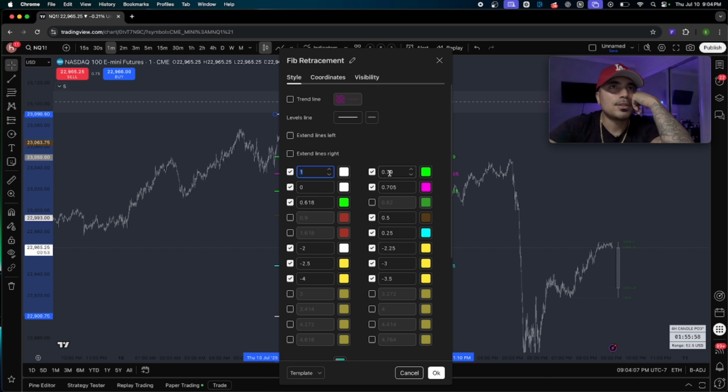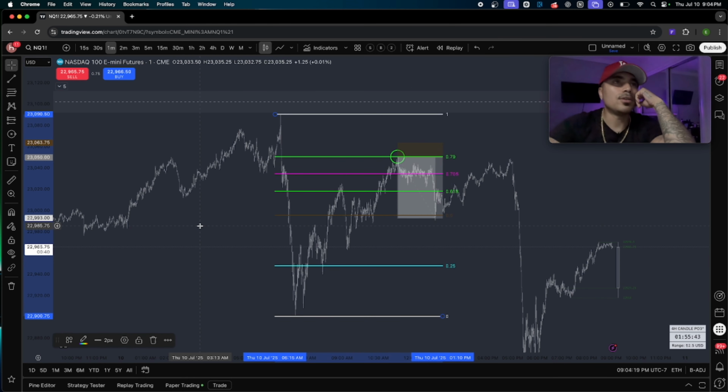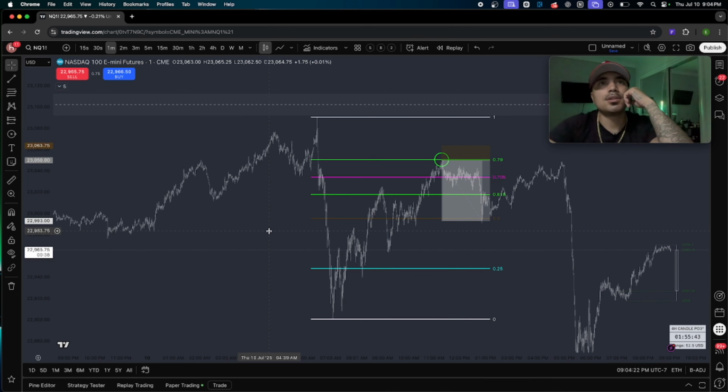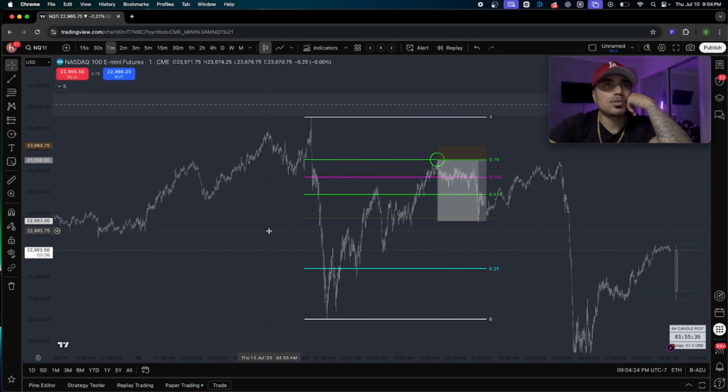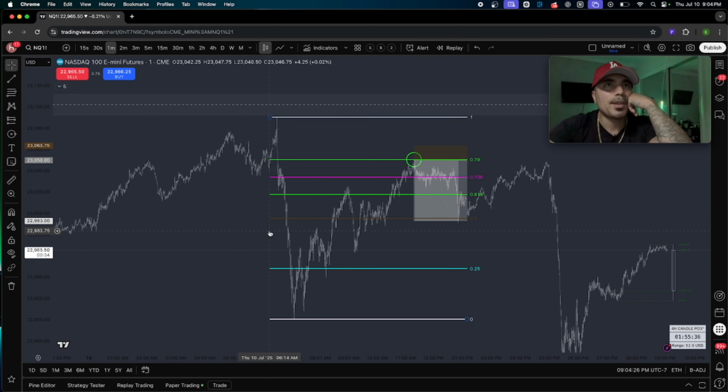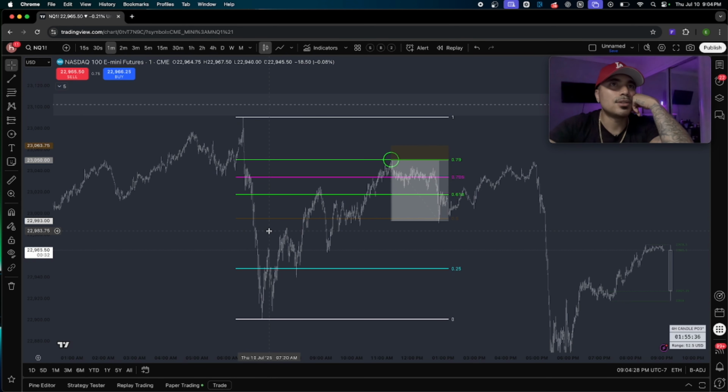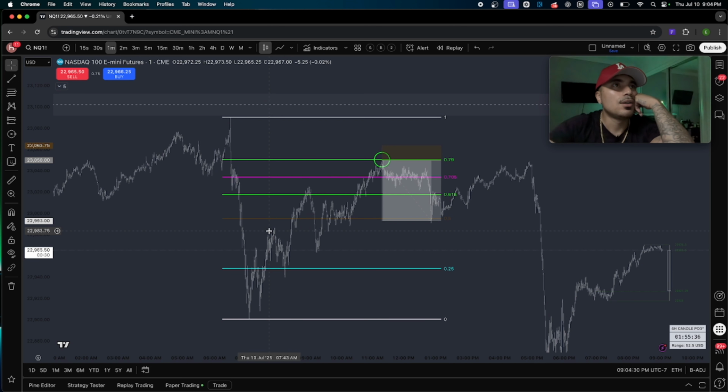Typically the 0.79 specifically and the 618 are going to be the key zones, and then these are standard deviations, -2, -2.5 and all that, which we can get into in another video. But this one is going to be about the OTE optimal entry fib that I use, and man, I get the best entries with this tool.